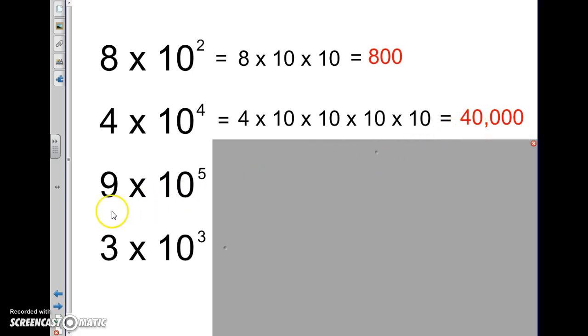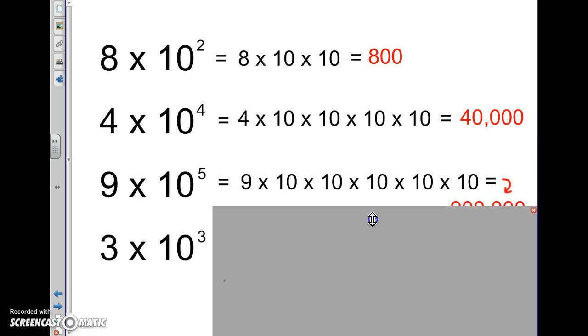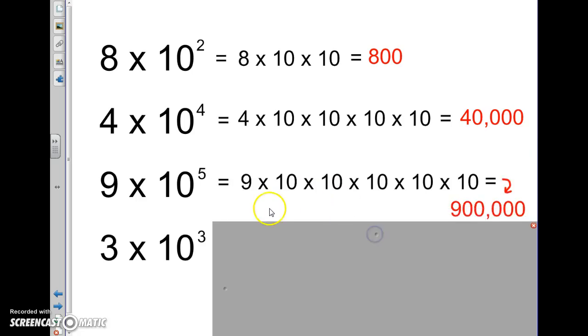Okay, go ahead and solve this. 9 times 10 to the fifth. That would give you 9 times 10 times 10 times 10 times 10 times 10, right? There's 5 of those because it's 10 to the fifth power. And that would give us 900,000, because 10 times 10 is 100, times 10 is 1,000, times 10 is 10,000, times 10 is 100,000. 9 times 100,000 would give you 900,000.